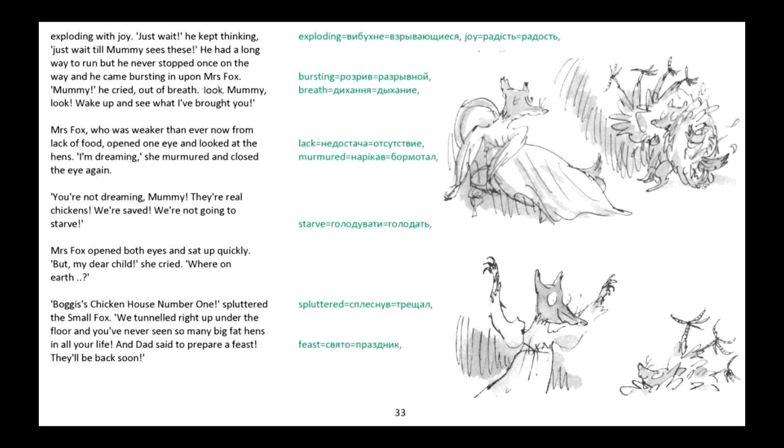"Bogus chicken house number one," spluttered the small fox. "We tunneled right up under the floor, and you have never seen so many big fat hens in all your life. And Dad said to prepare a feast. They'll be back soon."